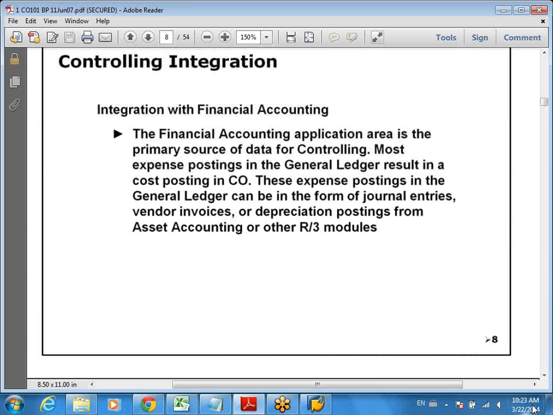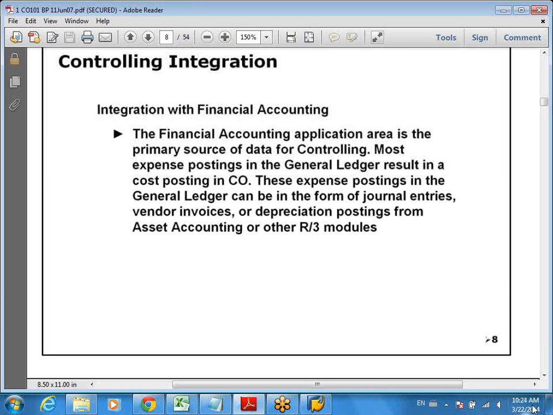So anything that you post in FI, mostly the expense posting from the general ledger, results in a posting to the CO, right? We talked about anything that you expense. I'll give you 3 examples. I'm getting a loan from a bank. My cash is going up, and my liability is also increasing. So it has no bearing on the CO.